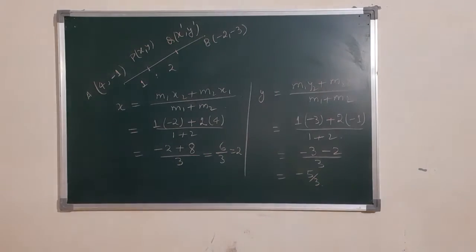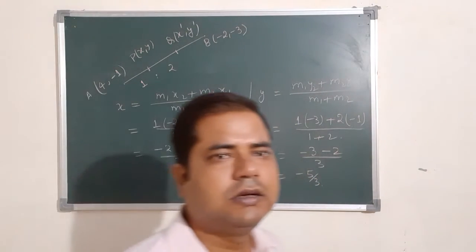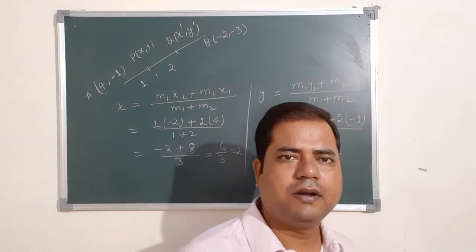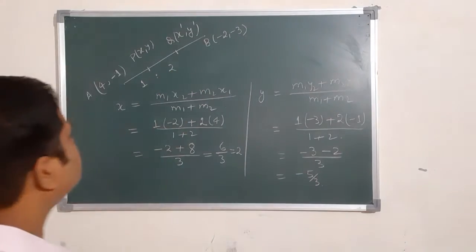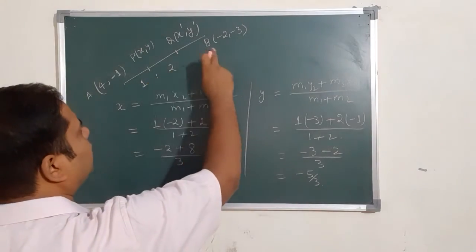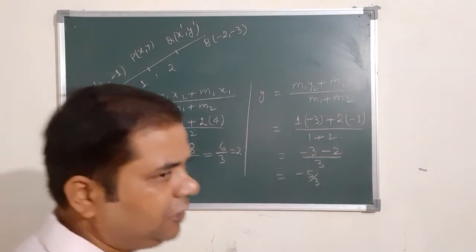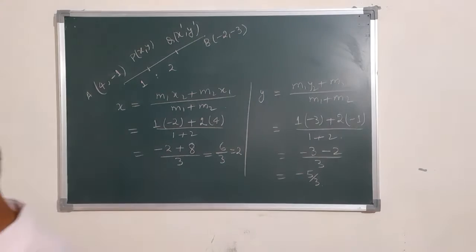So this is the coordinate of the point P, and if we find the coordinate of point Q, then this is nothing but the midpoint of P and B. Okay, so note it down.